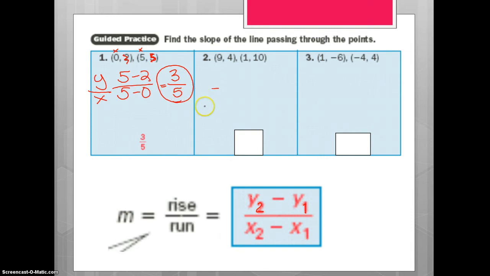Please pause the video, try 2 and 3. See Mrs. Shea or a teacher to check 2 and 3.